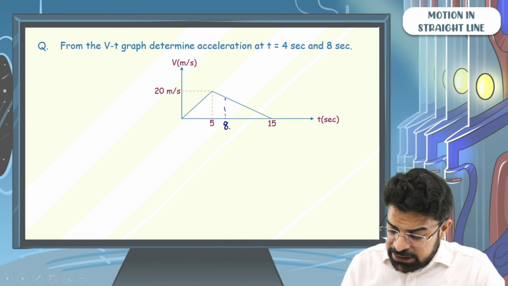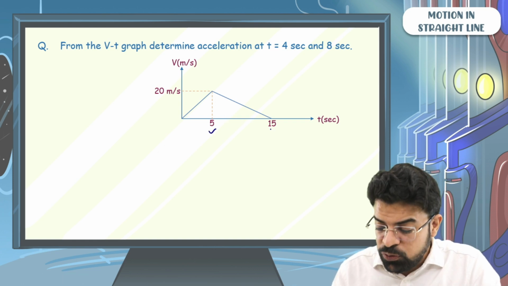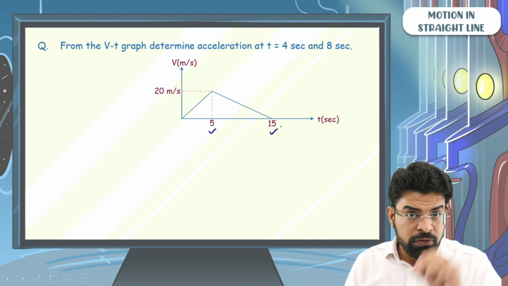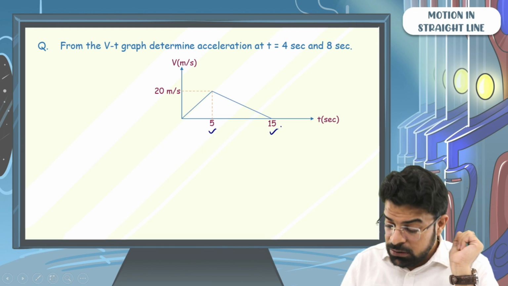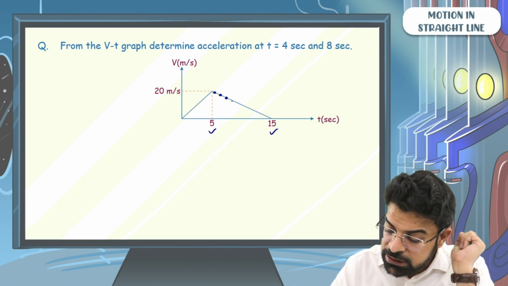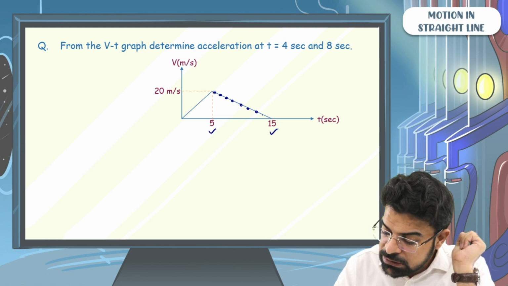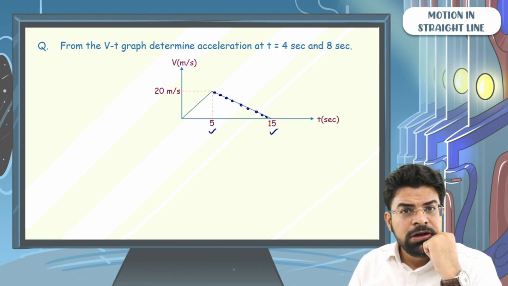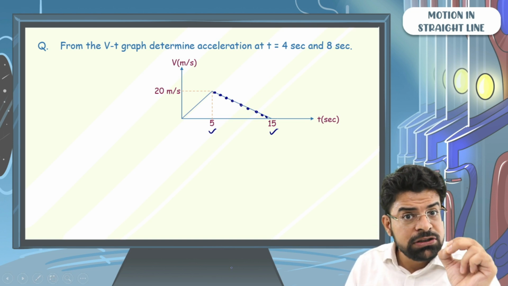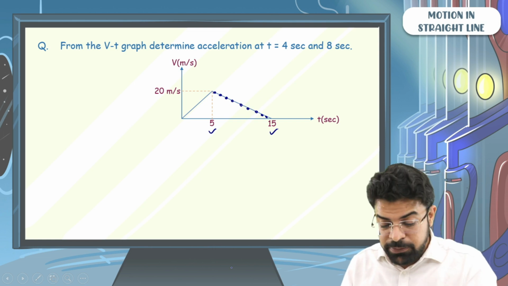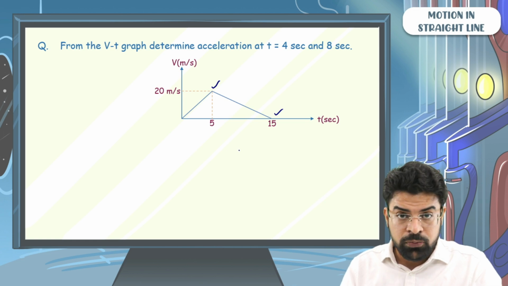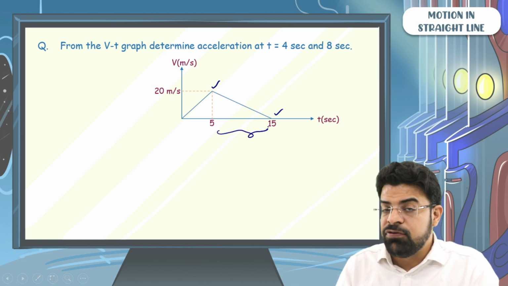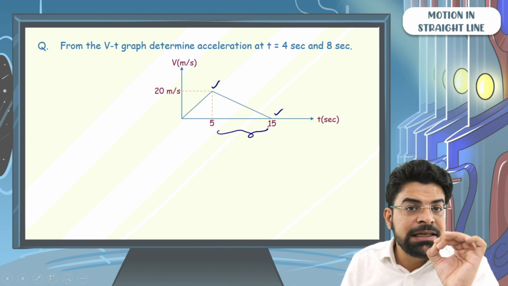You will again say, sir, from time equals 5 till time equals 15, the slope of the graph is again constant. If I draw a tangent at any point, I will get the same line. The slope of the graph is again constant, so acceleration is again constant, but as I know that the velocity drops from 20 to 0 as the time increases from 5 to 15, I know that acceleration is negative.